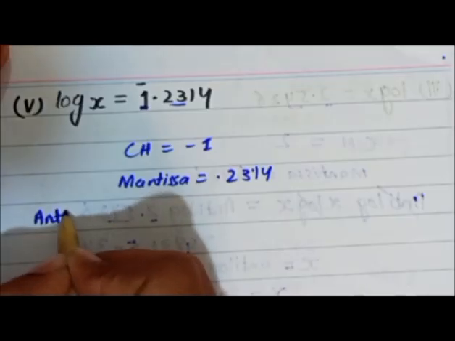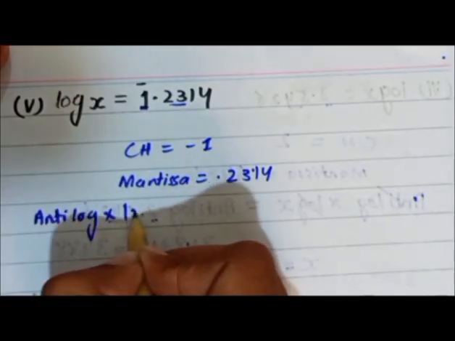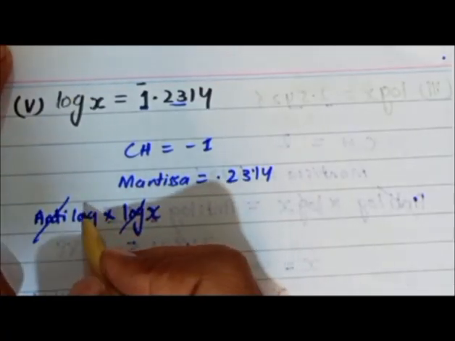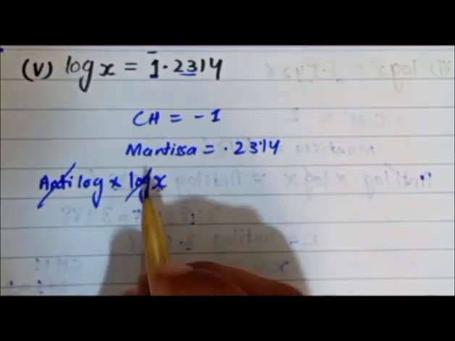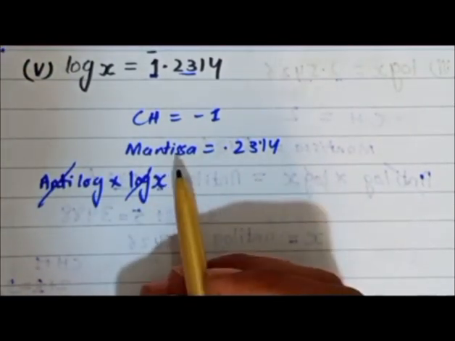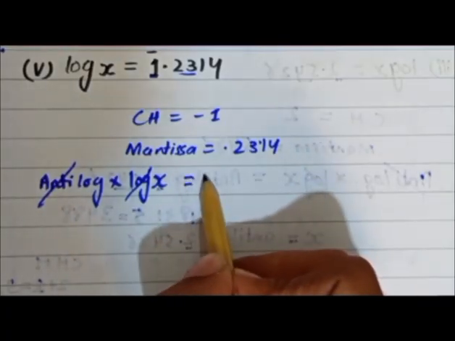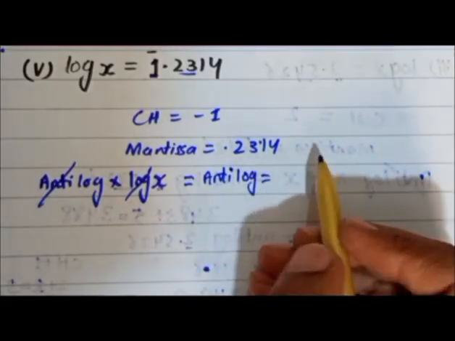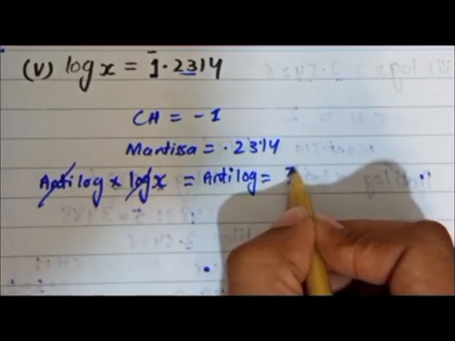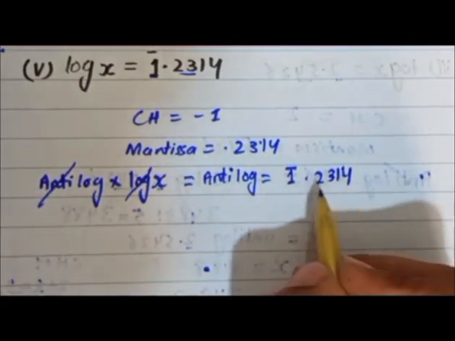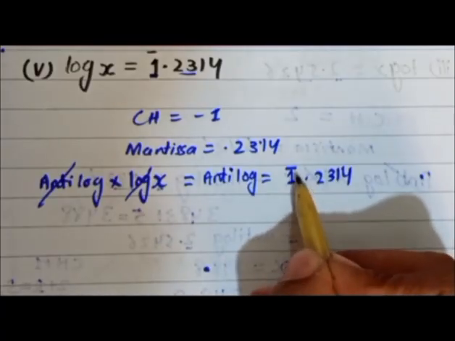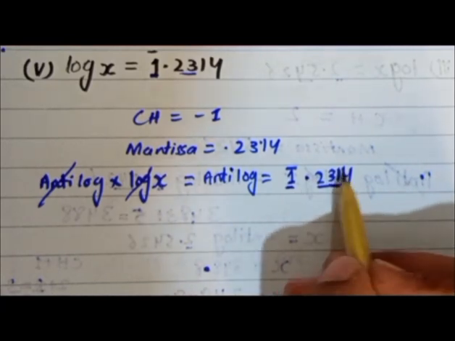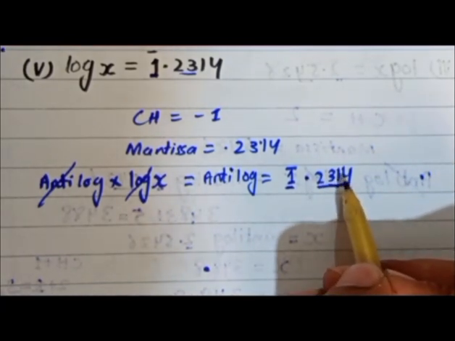For cutting the log, I will bring anti-log, multiply log x. So I will cancel log with anti-log. Anti-log and log are cancelling each other because they are opposite. So what will remain? X is equal to anti-log of minus 1.2314. So I am supposed to find the anti-log of this mantissa. So I will ignore the characteristic. For finding out the anti-log, I am supposed to consider this mantissa, that is 0.2314.